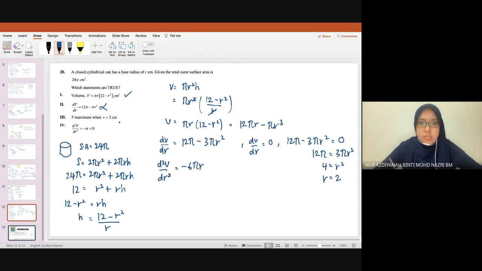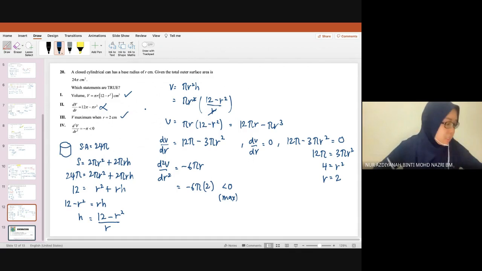Okay, so adakah dia maximum? So we try to substitute this value. Negative 6 pi, gantikan nilai 2, kita dapat less than 0. So yes, it is gonna be a maximum. So statement number 3 is correct.